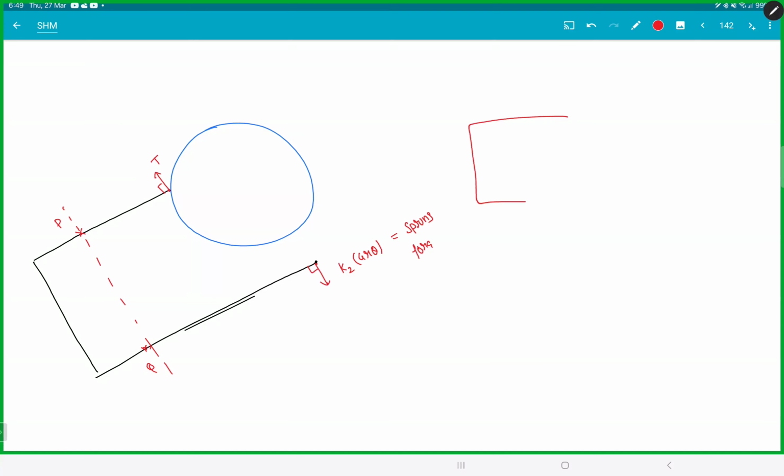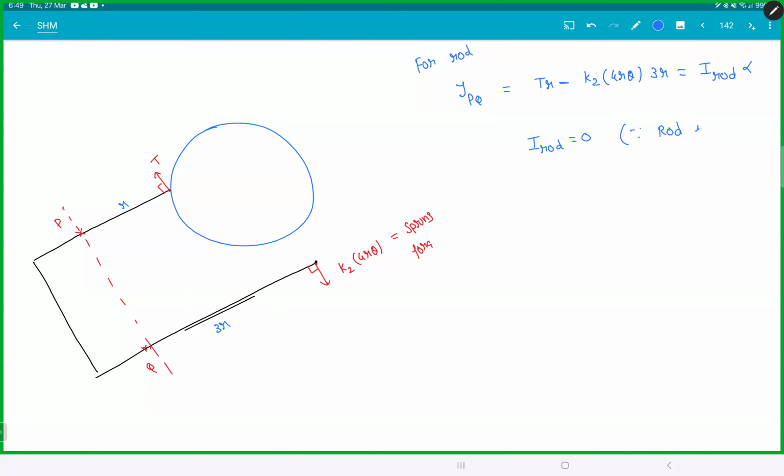You're getting it. Technically, now the picture should look like this only, right? Almost it is still horizontal only. I'm just showing it for this effect. This is radius R and this is radius 3R. So if you take torque about PQ, this is only for the rod. There are only two forces fighting, which is T into R minus K2 into 4R theta into 3R is equal to I of the rod into alpha. But the rod is massless. That is the catch. If you have a massless rod, the tension will be the same everywhere. So from here we can get tension is equal to 12 K2 R theta.